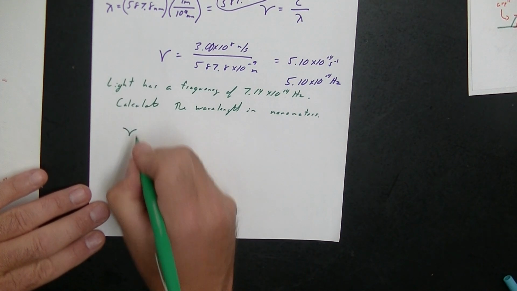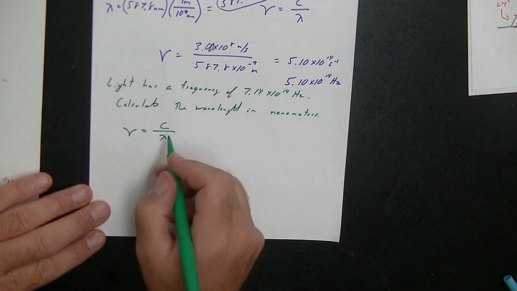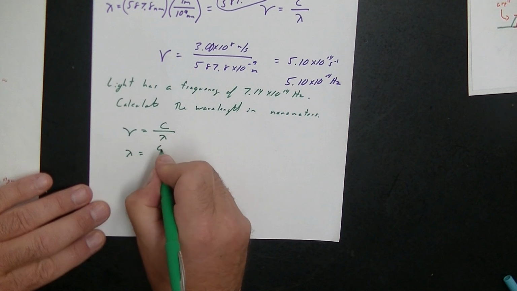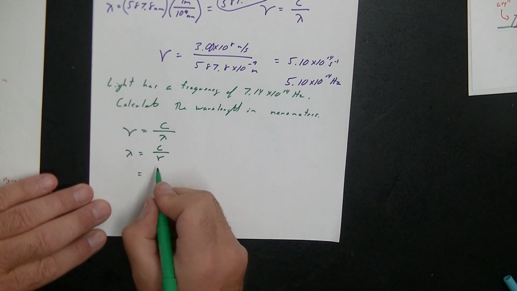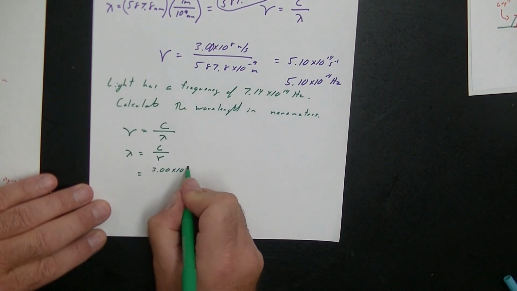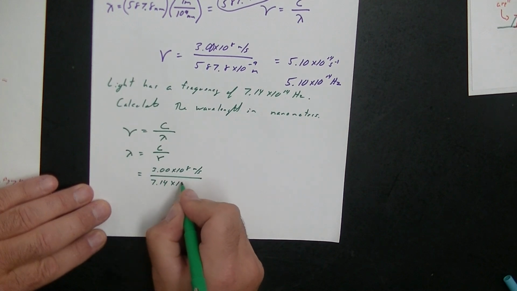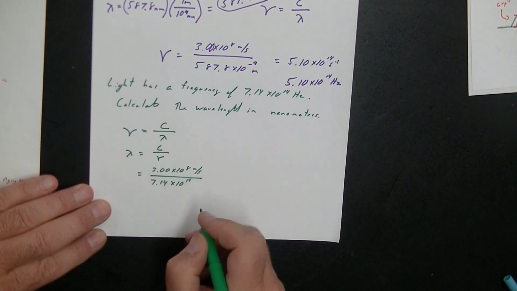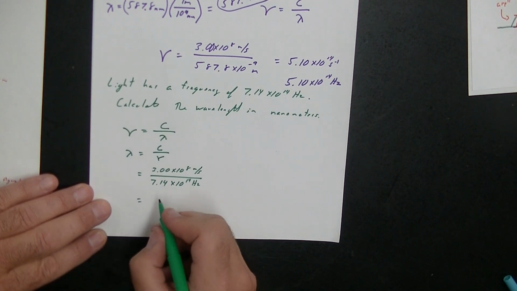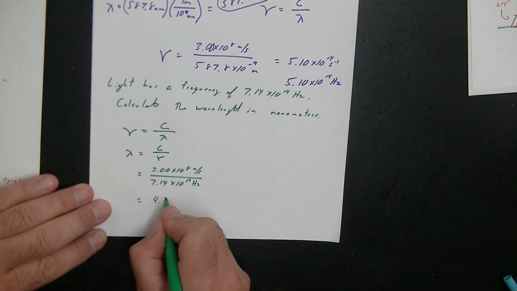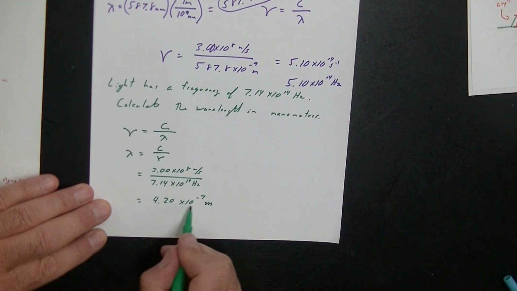So our frequency equals speed of light over wavelength, or we can rewrite this and say wavelength equals speed of light over frequency. And we can substitute. We get 3.00 times 10 to the 8th meters per second divided by 7.14 times 10 to the positive 14th hertz. So I end up with 4.20 times 10 to the minus 7th meters. So this number is in meters.